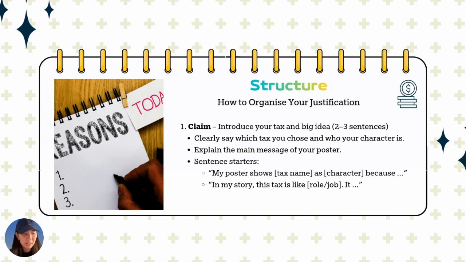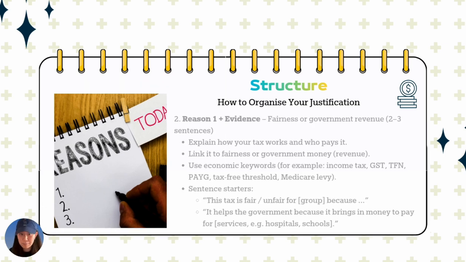So when you write your claim, imagine you're explaining your poster to someone who cannot see the picture. From this first part, they should already understand what text you chose and what your main idea is.